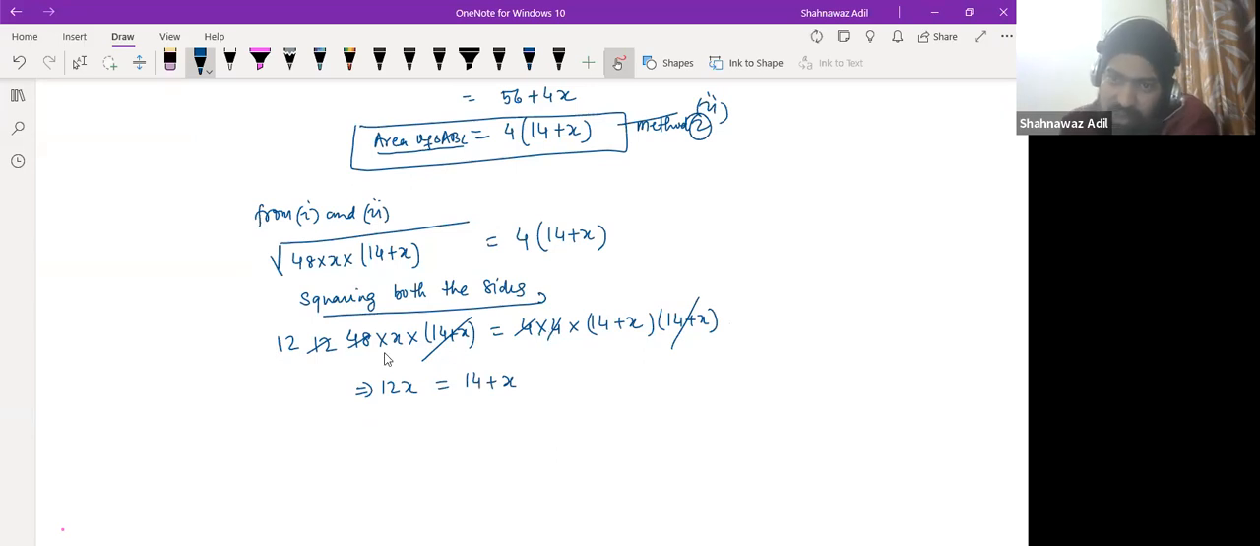Yeah, okay, so this is not 12, right? This is 3. So 4 threes are 12. If we take this x to this side, so this is 3x equals to 14 plus x, 2x equals to 14, x is 7.